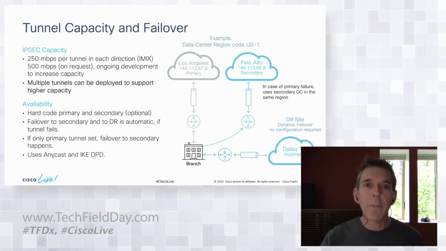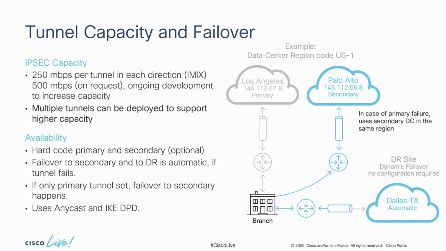And now we got a little bit of graphics. So we'll talk and make sure that I cover the idea that the tunnels themselves, there are 250 megs in each direction out of the gate. So that's using IMIX that we did that testing for. So customers may actually get a bit better performance as a default out of the gate. We are able to support 500 megs and greater, but right now we're only giving customers 500 megs on request.